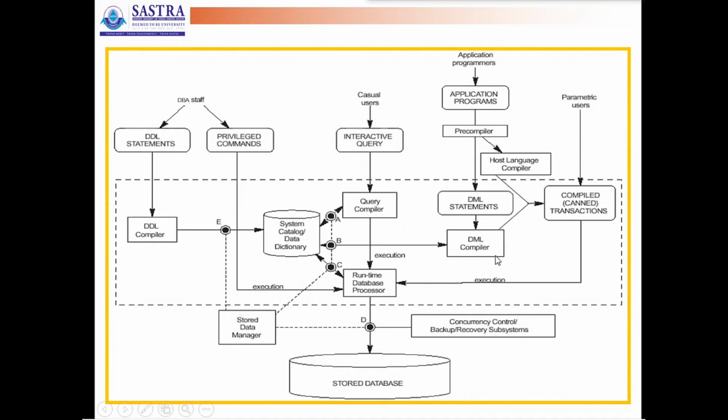The DML compiler is going to refer to the content that is available in your DBMS catalog, and it will be linked with this object code to form the canned transaction. This canned transaction can be used by the parametric users. So the responsibility of the application programmer, in this context, is to develop the canned transaction.